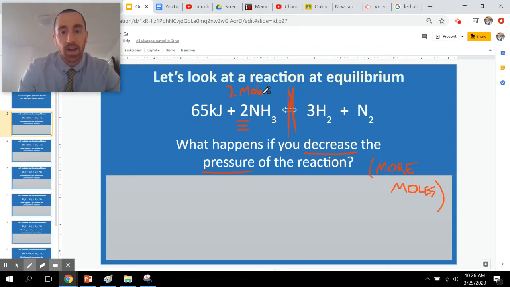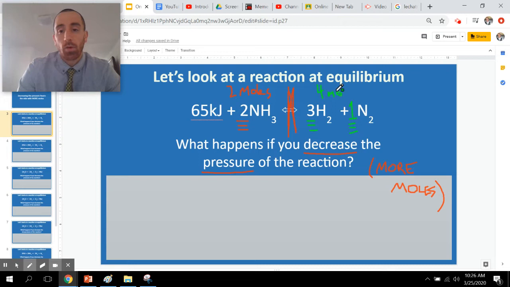Okay, and on the right side, I'll do that in a different color to make it stand out. We'll switch off from red and we'll go to green. I have 3 moles of hydrogen, and don't forget about this, guys, sometimes this will matter. That invisible 1 is there. I actually have 1 mole of nitrogen. So I have 3 moles of H2 and 1 mole of N2. I have a total of 4 moles on the right.